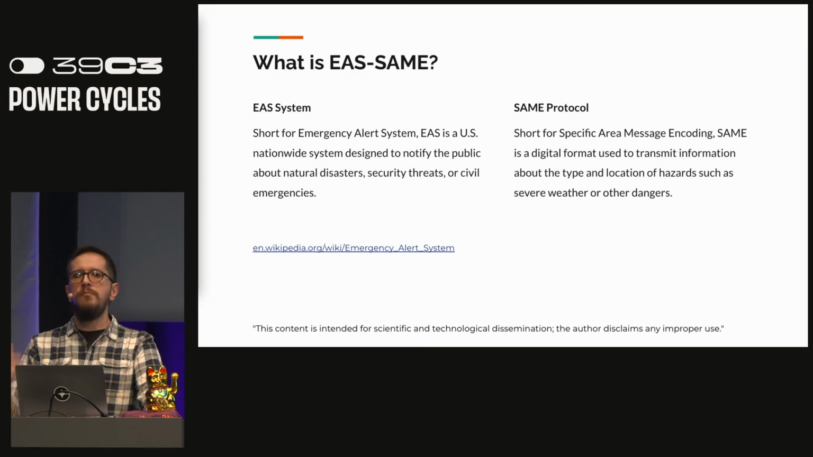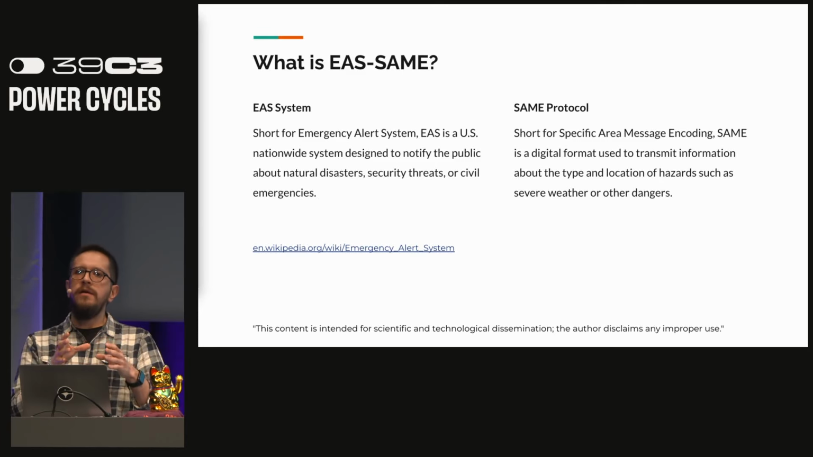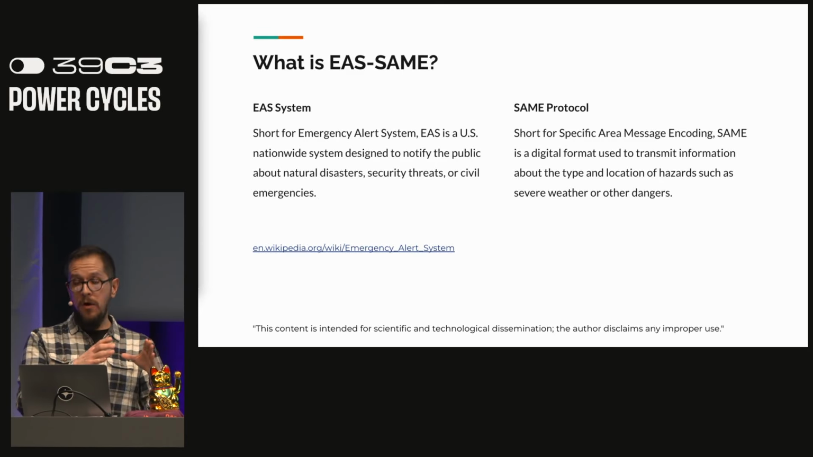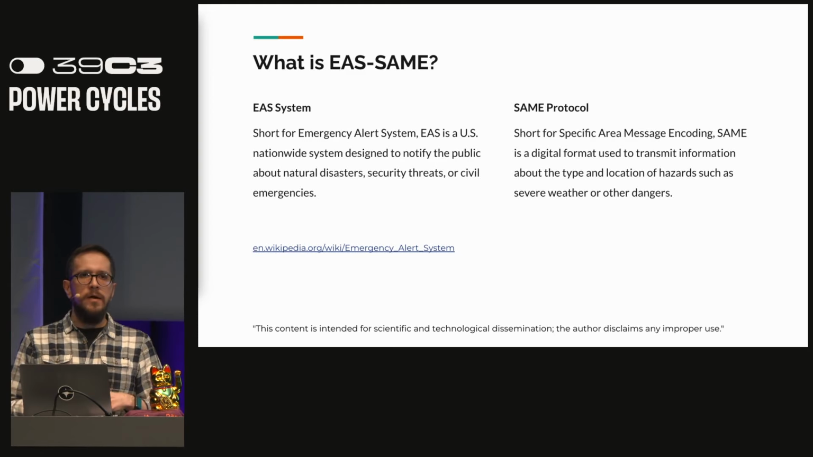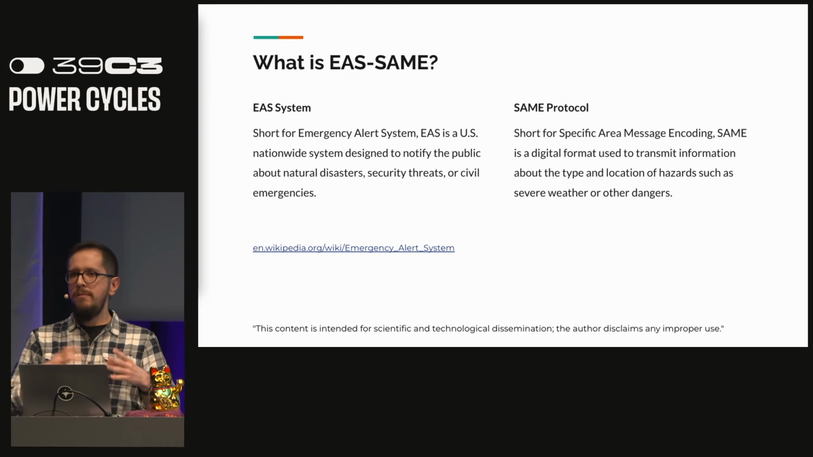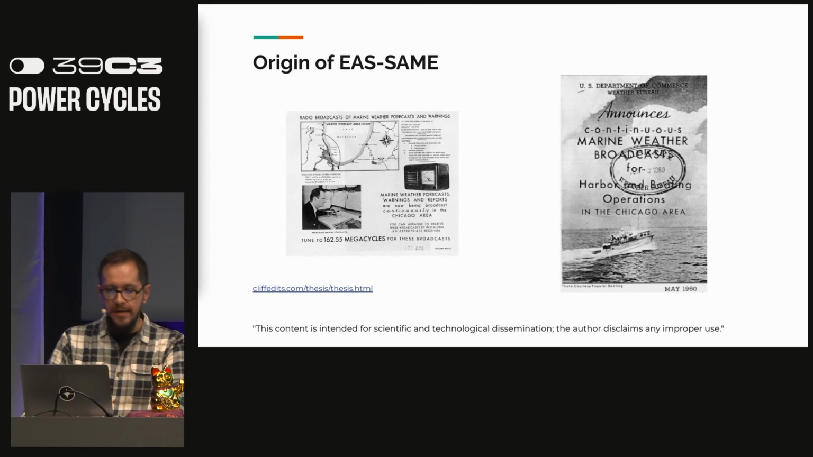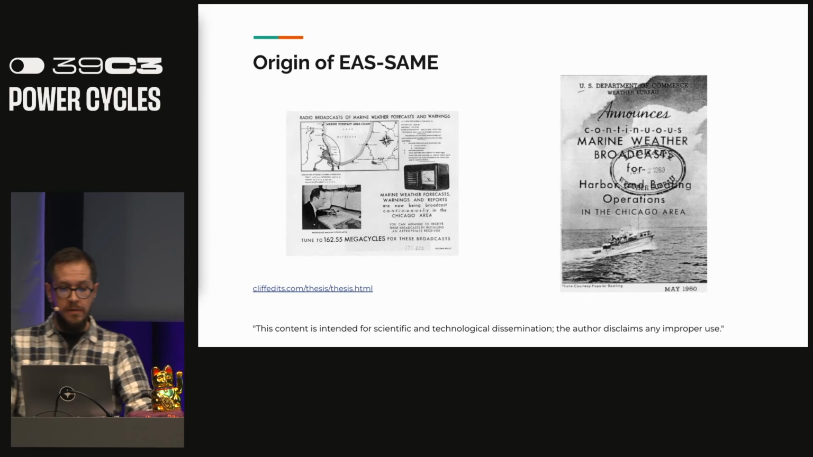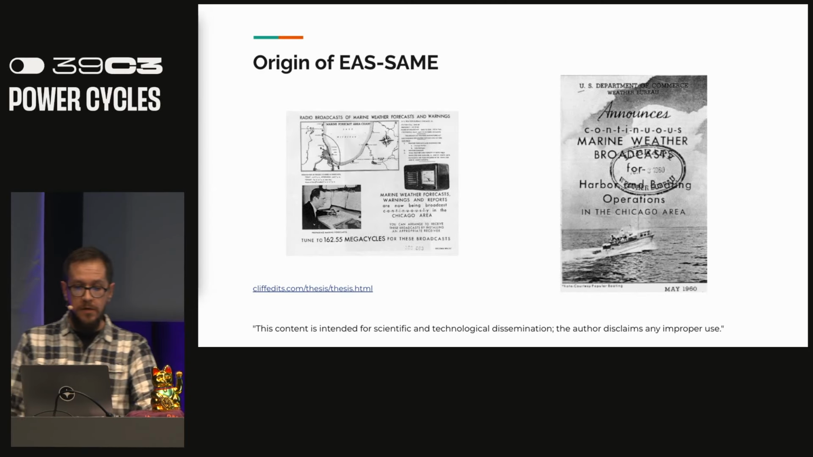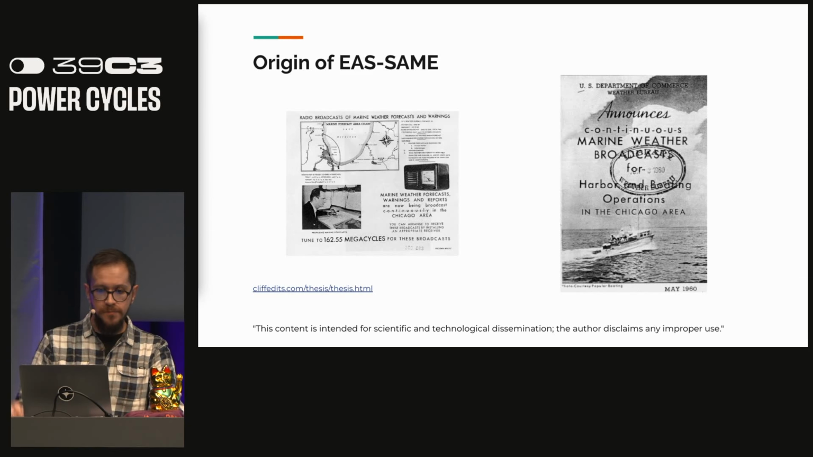That was the original purpose of this protocol: to attach to the alerts an area code, because since these alerts are broadcast on radio, they can be received by someone who is not in an affected zone of the alert. This system originated in the 60s in Chicago, in the US. They were using it to broadcast marine weather conditions.